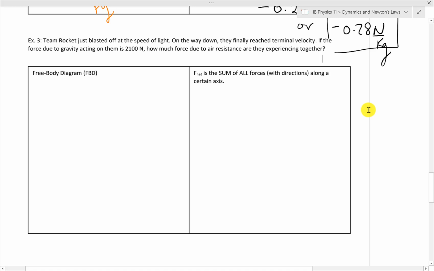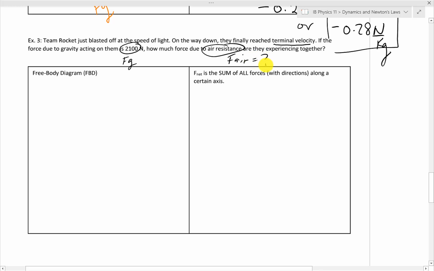We have Team Rocket just blasting off at the speed of light. Okay, I'm just kidding. On the way down, they reached terminal velocity. If the force due to gravity acting on them is 2,100 newtons, how much force due to air resistance are they experiencing together?